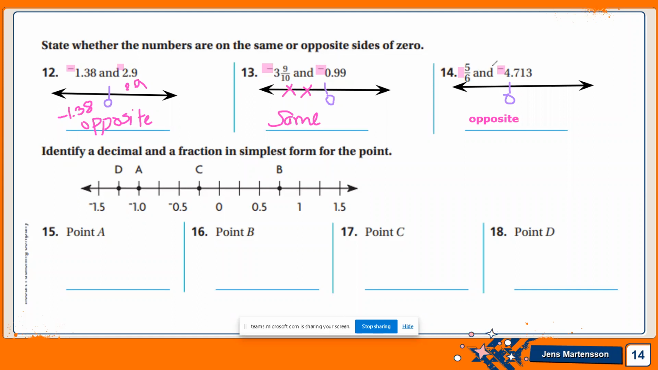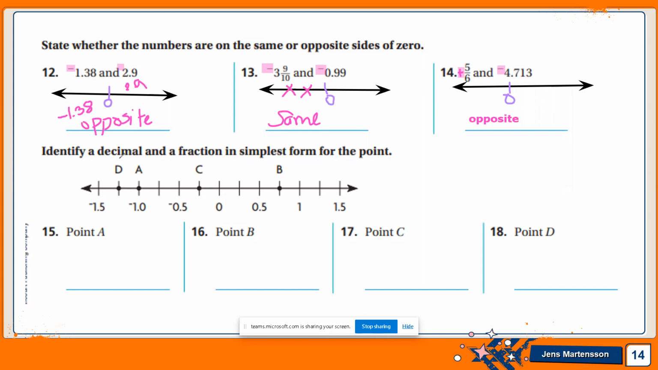Miss, if the signs are the same, like negative, negative, you will say same side. If the signs are opposite, like one is positive, one is negative, you will say they are on the opposite side.